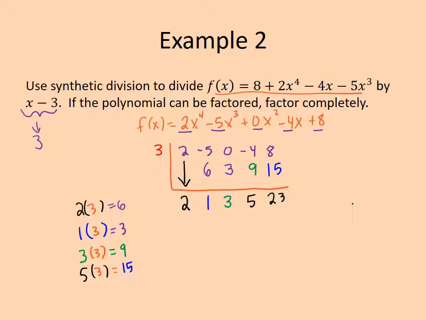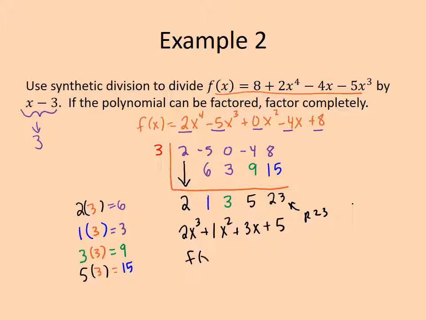Once I have completed my synthetic division, I remember that my original polynomial was to the 4th power. So my new divided polynomial is to the 3rd power, and the numbers down below are the coefficients. So my new polynomial is 2x to the 3rd plus 1x squared plus 3x plus 5, and my remainder is 23. So how do I write that in division form?